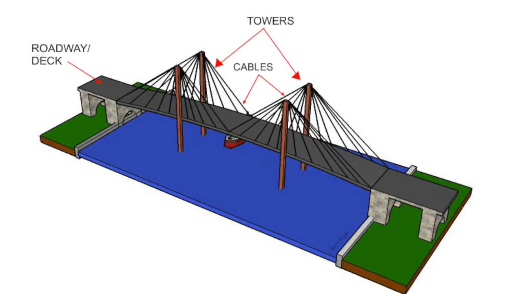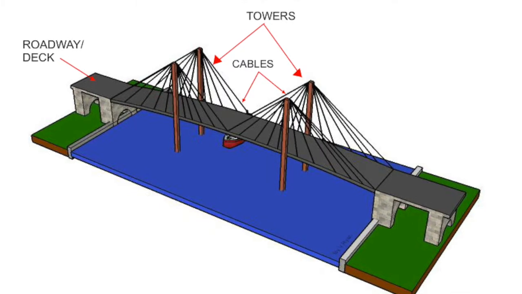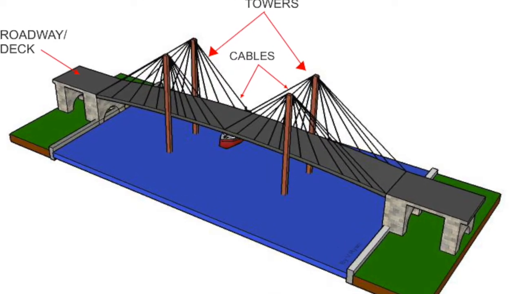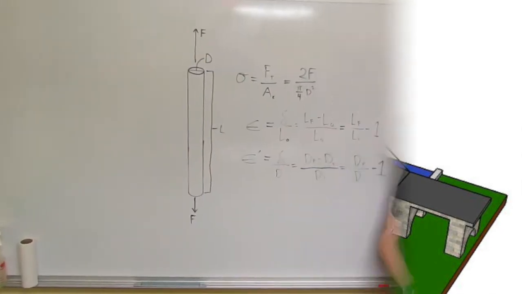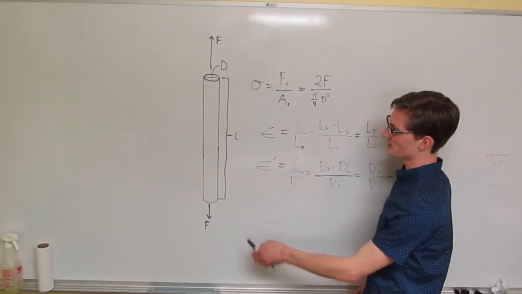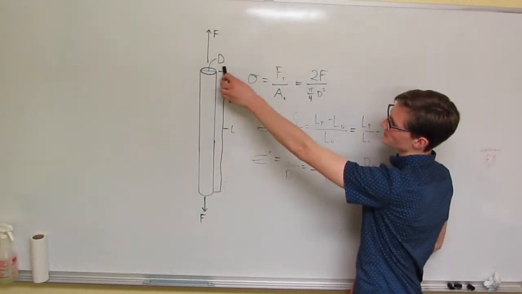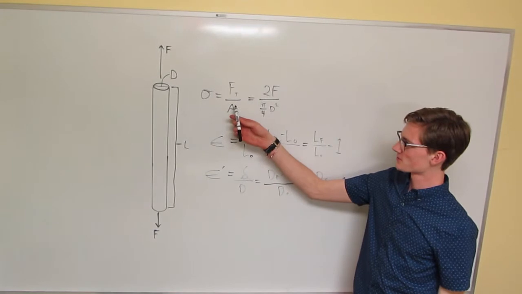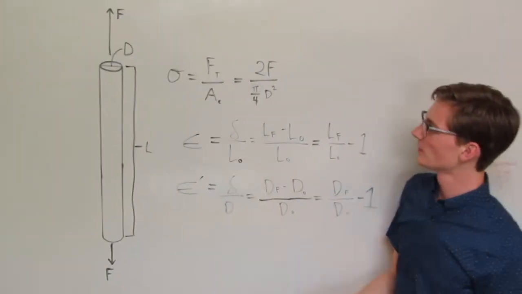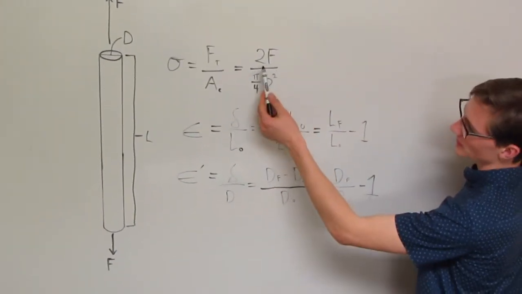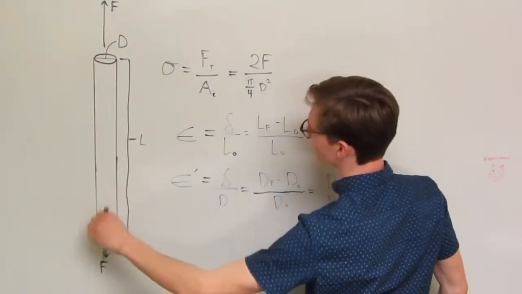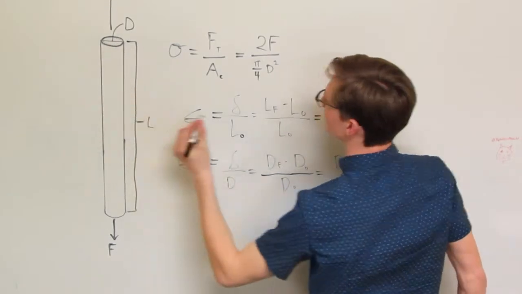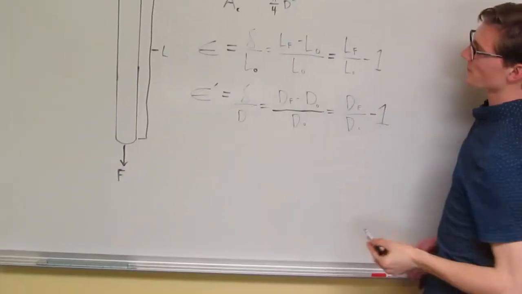Our tensile test relates to the real-life example of a cable on a suspension bridge. Our previous stress and strain equations directly relate to the equations involved in the suspension cable. In our diagram of a suspension cable, L is equal to length, D equals diameter, and F equals force. Using the equation, stress equals force total over cross-sectional area, we substitute total force as 2F, since there's F applied up and down, divided by the area of the cable, which is pi over 4 d squared.